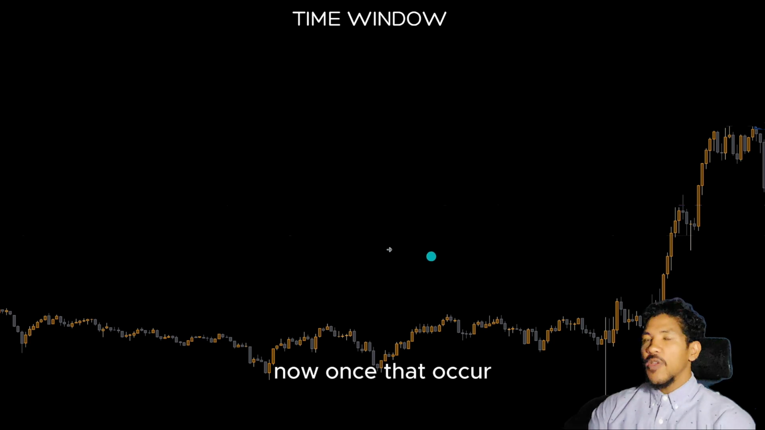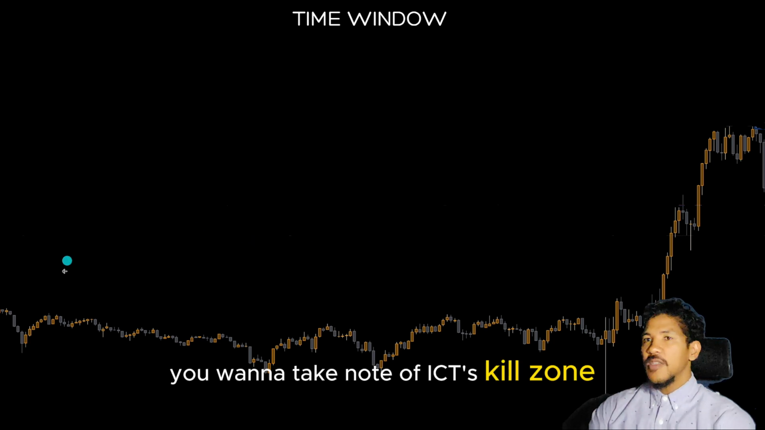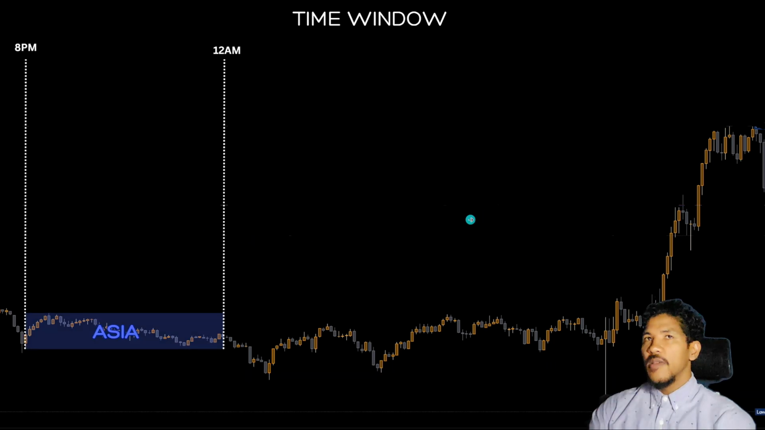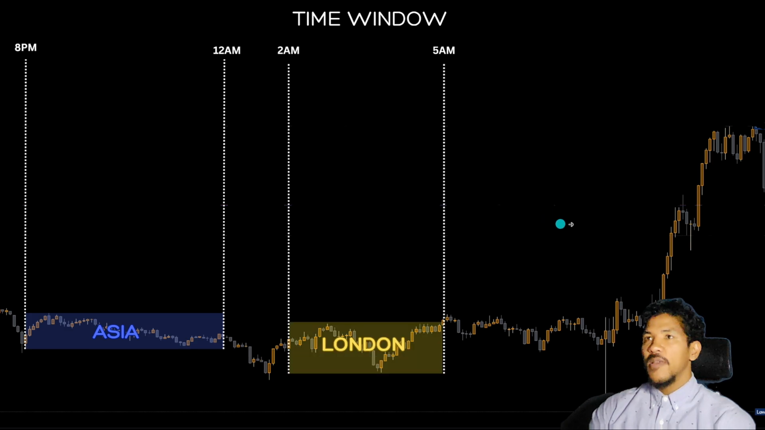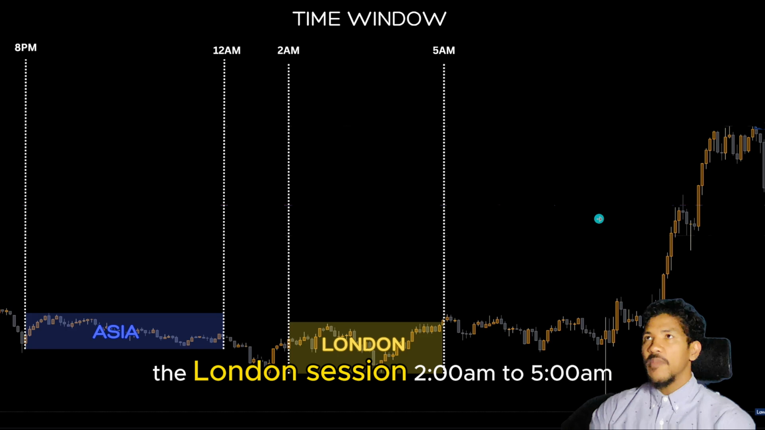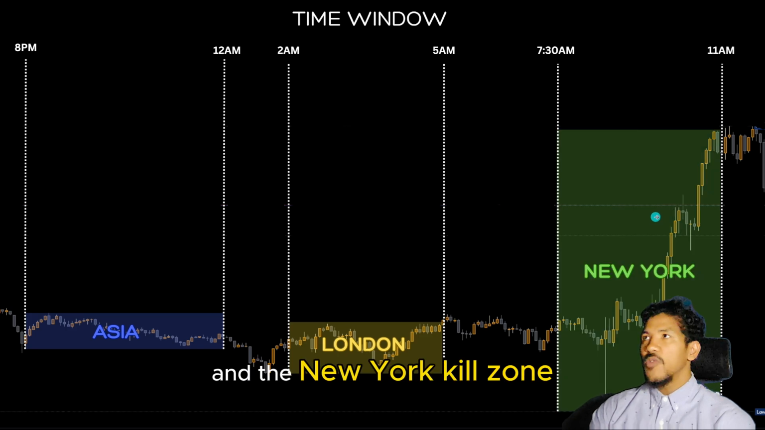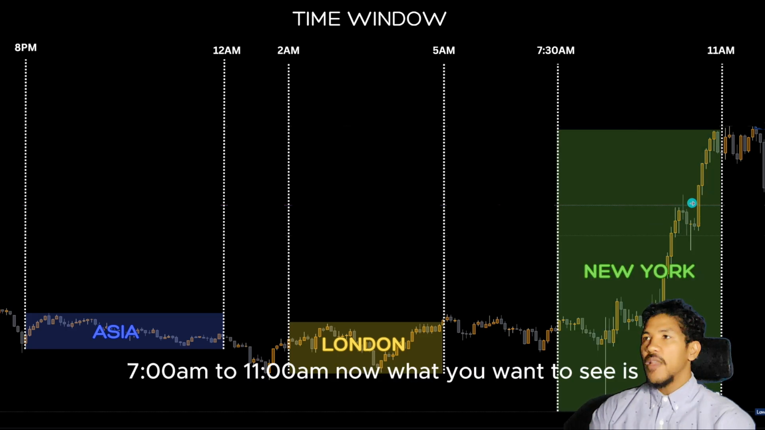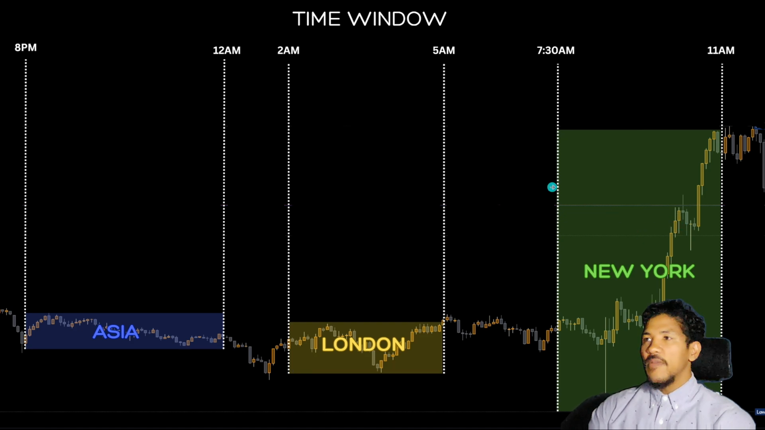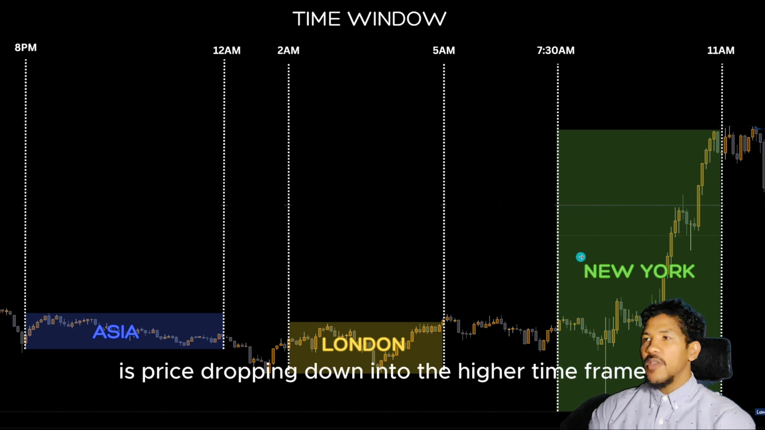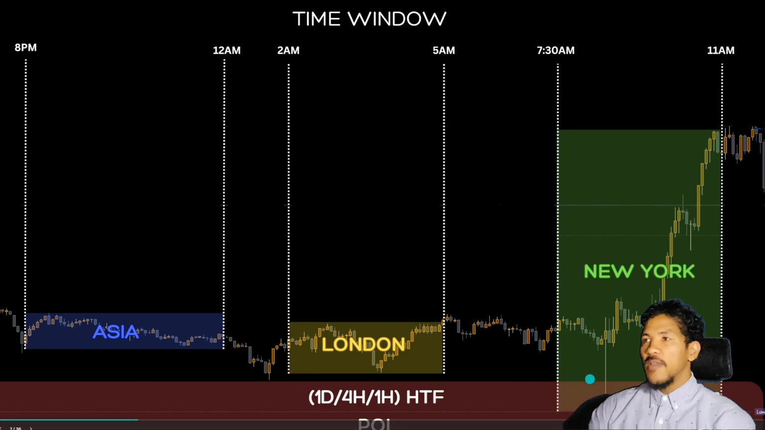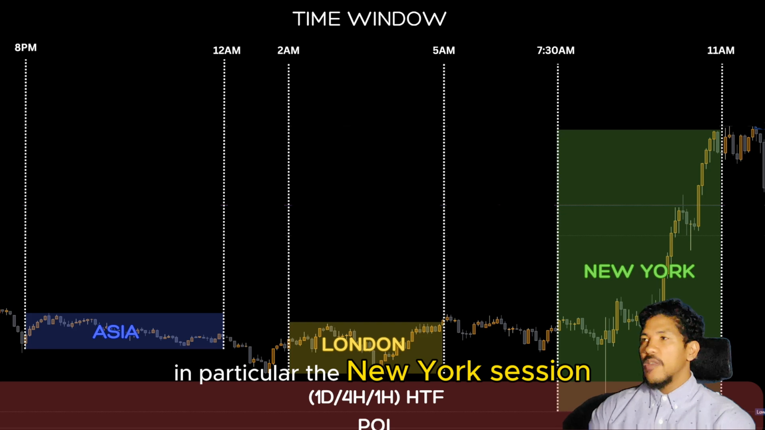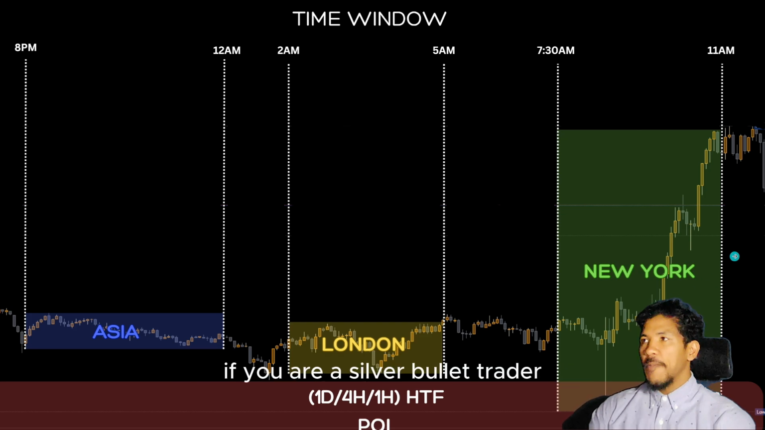Now, once that occurs, you want to take note of ICT's kill zone. The Asia range, which ranges from 8 p.m. to 12 a.m., the London session, 2 a.m. to 5 a.m., and the New York kill zone, 7:30 a.m. to 11 a.m. Now, what you want to see is price dropping down into the higher time frame point of interest during one of these kill zones. In particular, the New York session, if you are a silver bullet trader.